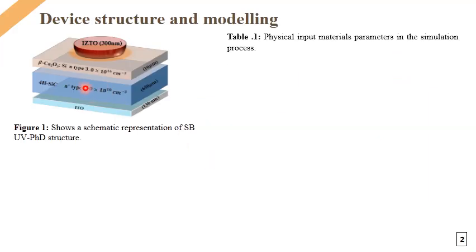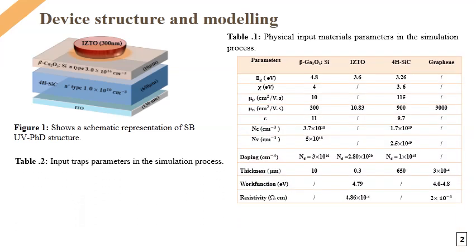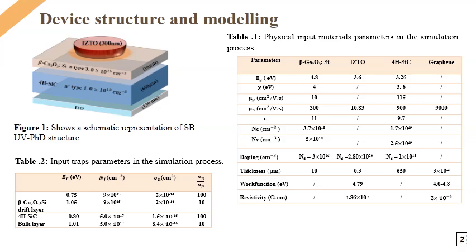The Schottky UV photodetector was fabricated onto a 650 micrometer thick 4H-SiC substrate with a doping concentration of 10^18 cm^-3. The beta gallium oxide is doped with Se, as a drift layer with a doping concentration of 3 times 10^16 cm^-3. ITO is the ohmic contact, while IZTO is the Schottky contact. The input material parameters and the input traps parameters are used in the simulation process.